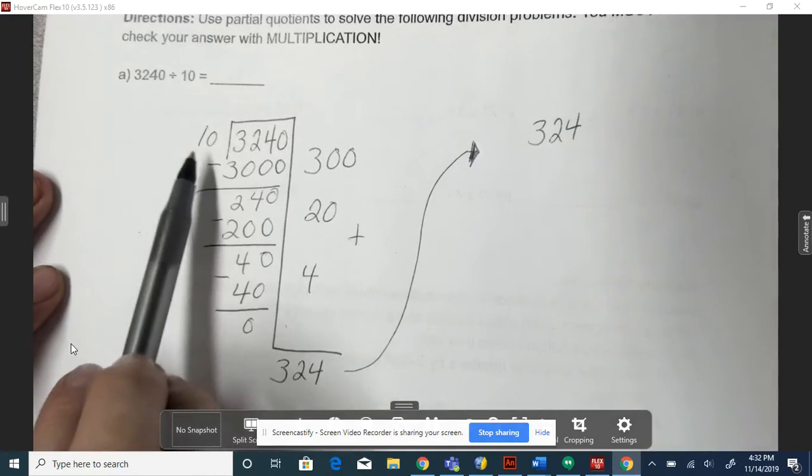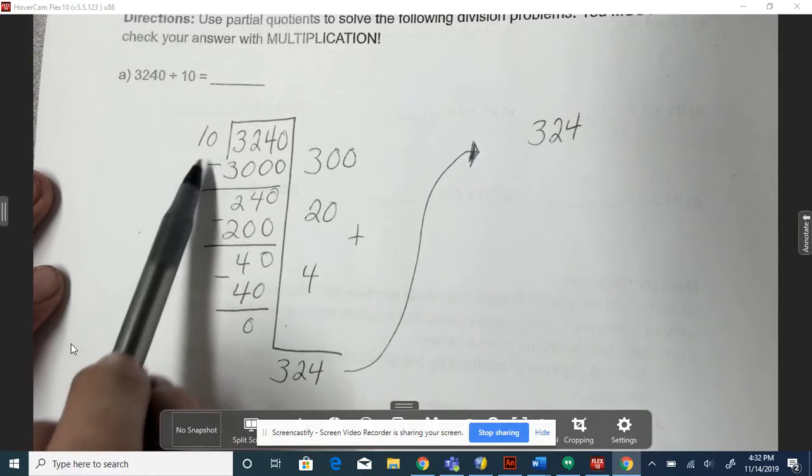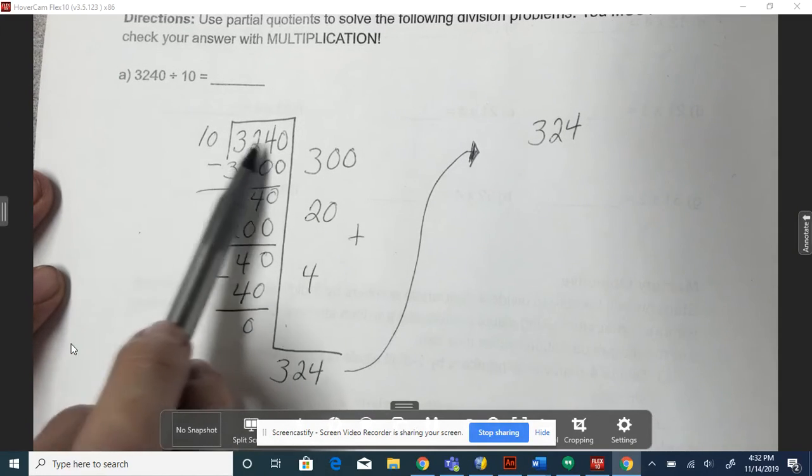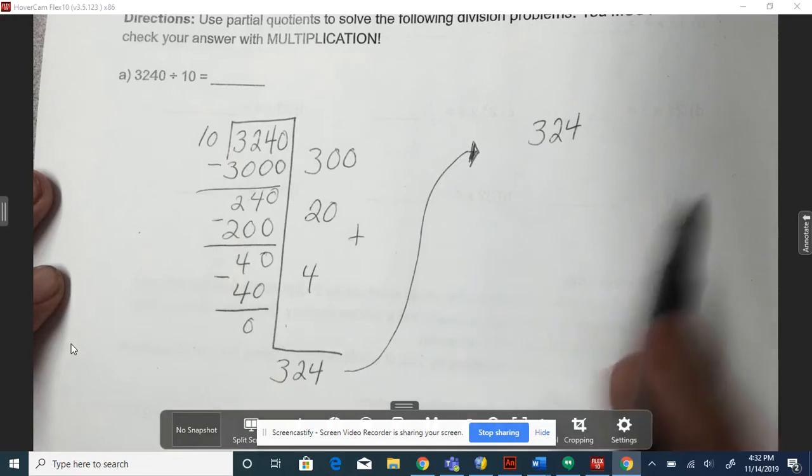And I'm going to multiply this by my divisor. So I'm doing the opposite. Before, I had divided by 10 to get my quotient. Now I'm going to multiply this by 10 to get my starting number, my dividend.